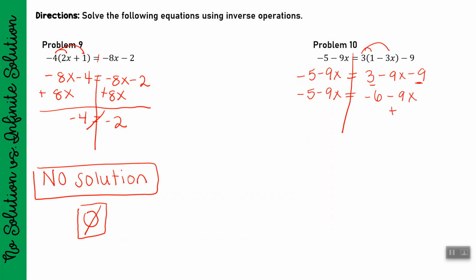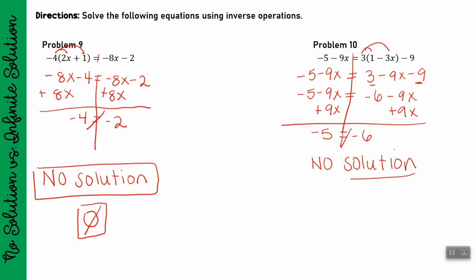Same thing, I'm going to get rid of my variables first, add 9x, and actually I'm realizing as I'm doing this, I had a typo, and I'll show you guys what that is in a minute. And what it really should look like is no solution. The 9x's are going to cancel out again. I'm left with negative 5 equals negative 6. Again, that doesn't make sense. So this would actually, again, be a no solution. Or again, that 0 with a line through it.